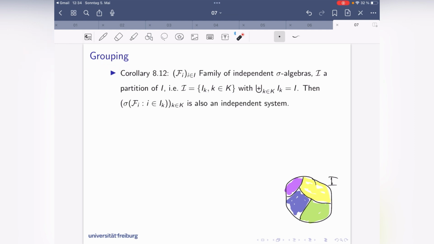So grouping is the keyword here. And that works as the corollary tells us. I have this large set of all these singles here. I have a partition, as it's called, of I. For example, K has 4 elements in our example here. The union of all this is I. Then the sigma algebras generated by all the yellow and so on, that's also independent.